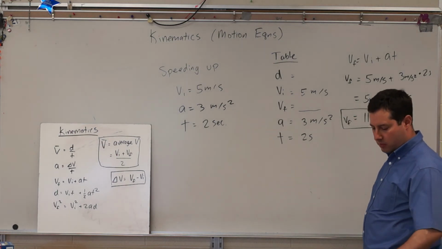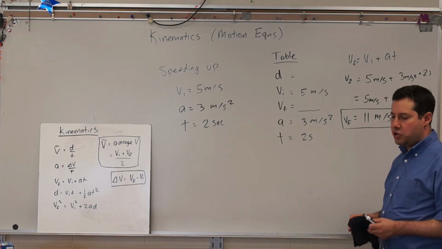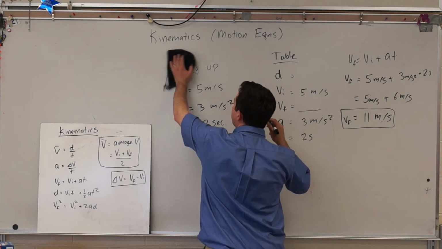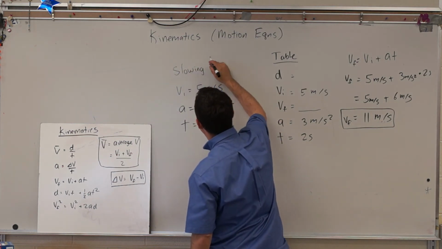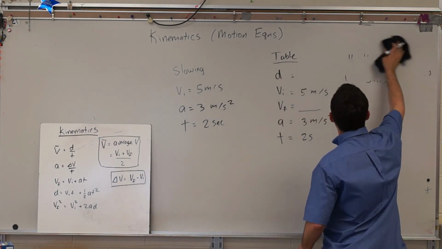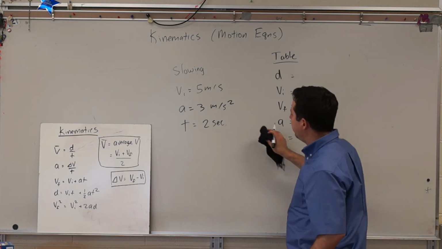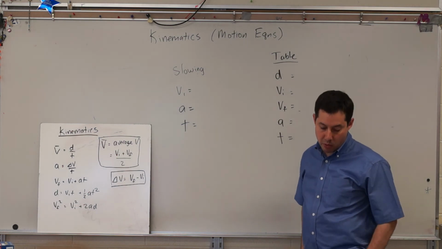I want to do another example here. Let's say that instead of speeding up, we're going to do a slowing down example, and I'm going to change some of the variables. So every time we need to figure out what we know, what we need to find, and what we don't care about.